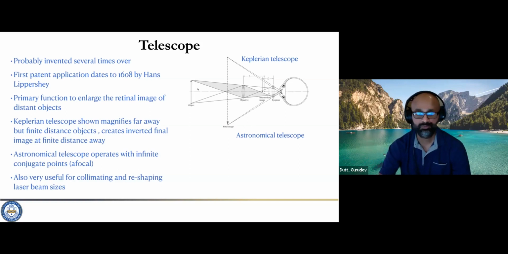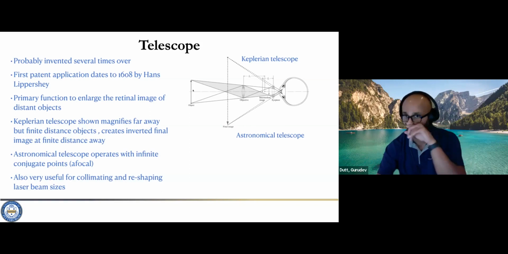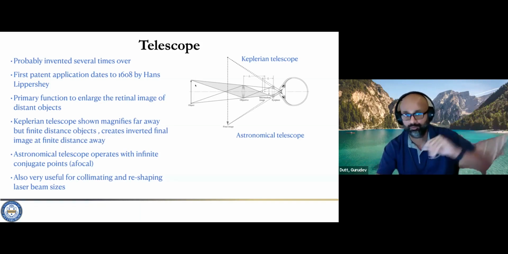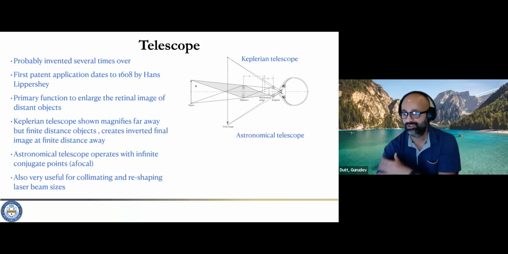The Keplerian telescope magnifies far away but finite distance objects. So it's not truly meant to look at objects that are infinitely far away. It's more like a terrestrial telescope, something you might use on a ship to look at another ship. And that one does create an inverted intermediate image. So this intermediate image over here, as you can see, is clearly inverted. I'm not going into the details of the Keplerian telescope. And even the final image is going to be inverted. But that's fine, most people can make that correction in their brain that they're looking at an inverted object.